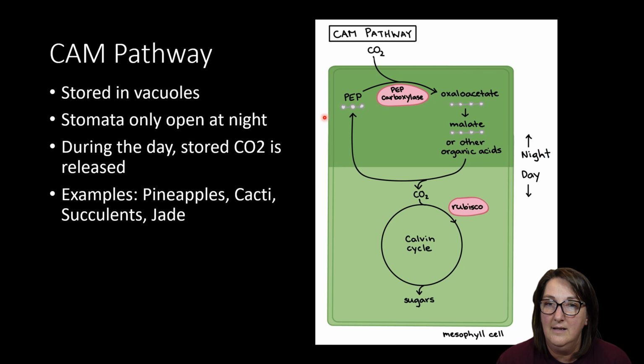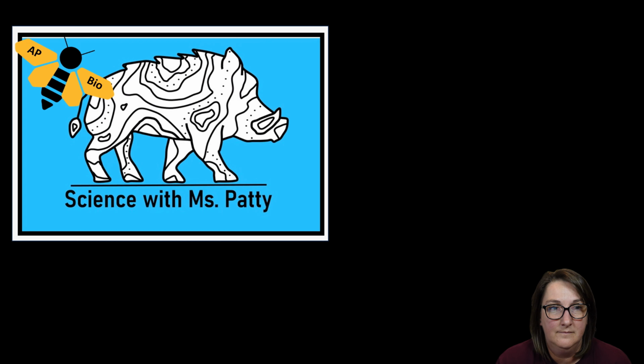So at night, this process is kind of coming in. Carbon dioxide is fixing it, putting it into little boxes. Think of it like little storage containers to be able to be used during the day whenever the plant is able to make more ATP and NADPH. All of that stuff happens during the daytime. Plants that do this are going to be pineapples, cactus, succulents, jade. Those are going to be ones that are just going to open up at night.